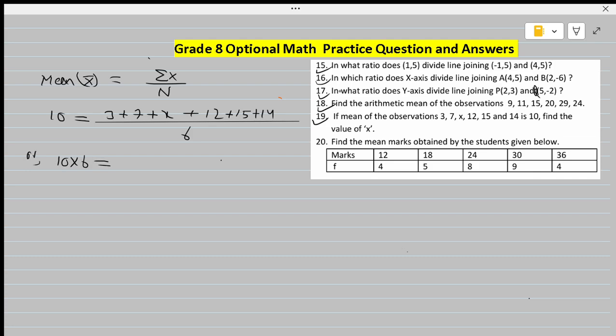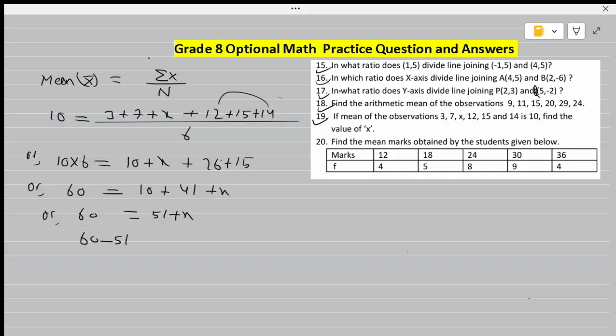So 10 into 6 is 60. On the other side, 3 plus 7 is 10 plus x, then 12 and 14 added gives 26, plus 15, so 26 and 15 is 41, plus x. So it's 51 plus x equal to 60. We get 60 minus 51 equal to x, so 9 equal to x. Therefore the value of x is 9. So that is it for number 19.